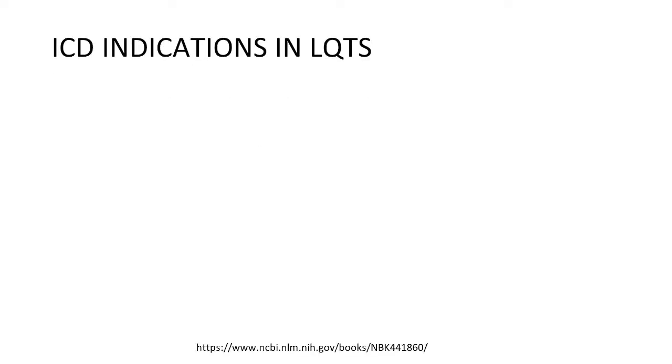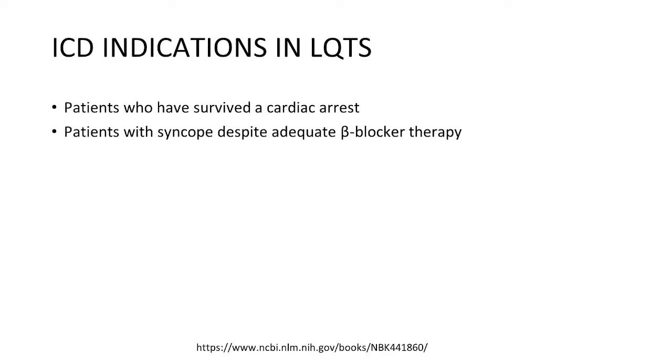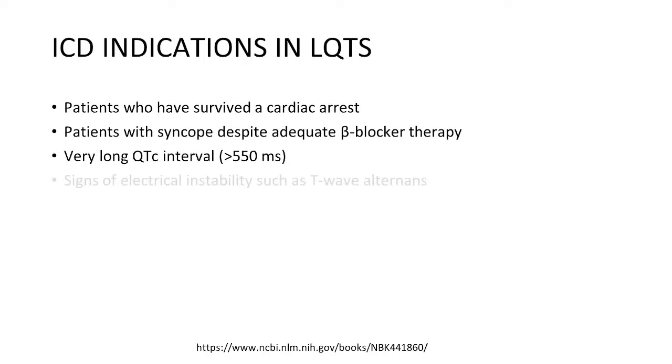And avoid strenuous exercise. Again, when will we do ICD implantation? If the patient survived cardiac arrest, if the patient has syncope despite adequate medical management, or if the patient has a very long QT, more than 550, or if the patient has alternating amplitude of high and low T waves, T wave alternans, in the ECG. So these are all the indications for ICD in long QT syndrome.